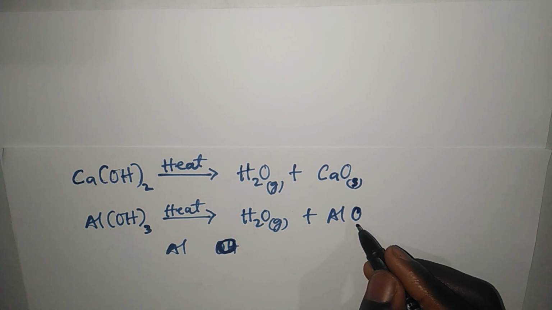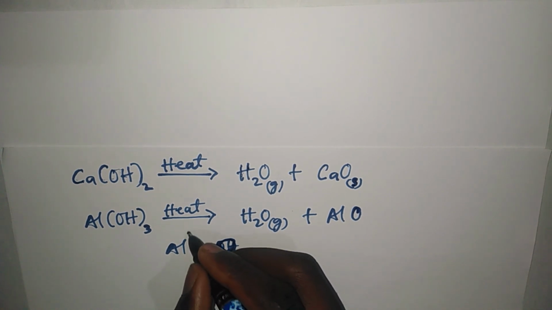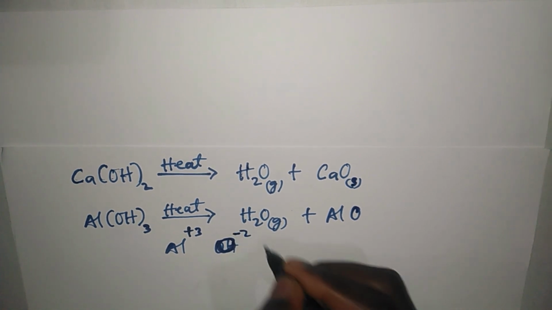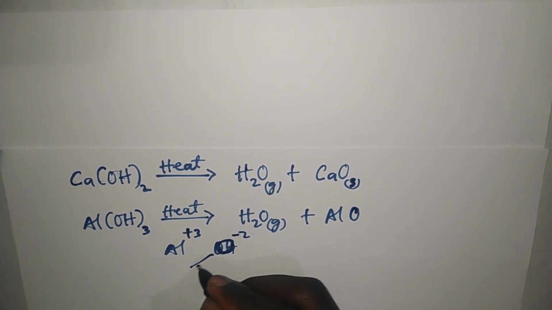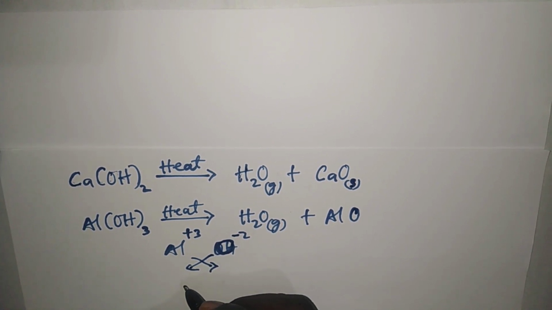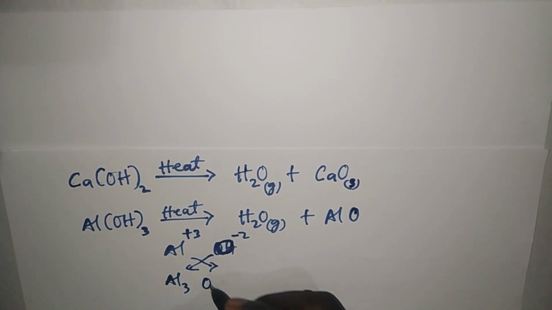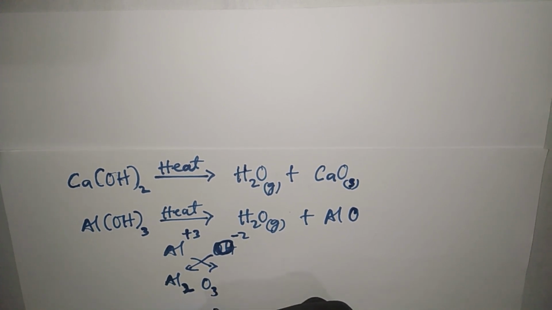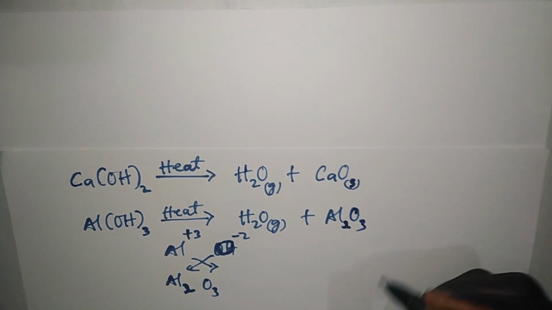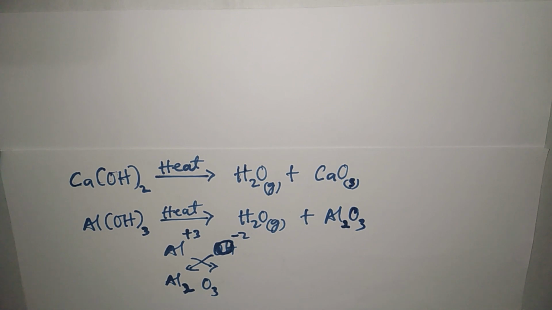We want to just get the accurate product here. I don't want to just go ahead and give you a product, so that you will have a better understanding. We know aluminium is +3, and then oxygen is -2, right? So you cross it. So what we'll now have here is aluminium 2, oxygen 3. Oxygen will carry 3, aluminium will carry 2. So therefore here we're going to have Al2O3. So you go ahead and balance the equation if it's not balanced.